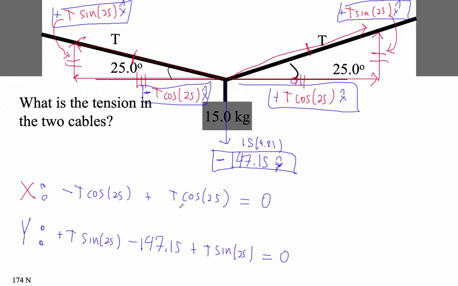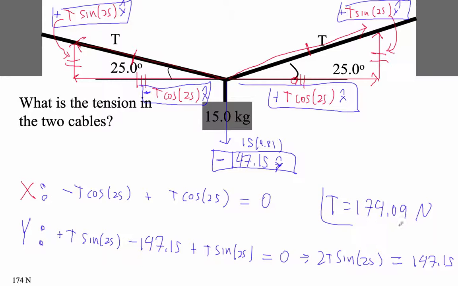And this one, this guy's a bust. This one's solvable, right? So this becomes 2T sine 25 equals 147.15, and then we could just solve that, right? So that guy divided by 2 divided by the sine of 25 is 174.09 newtons. It's in newtons. All right.